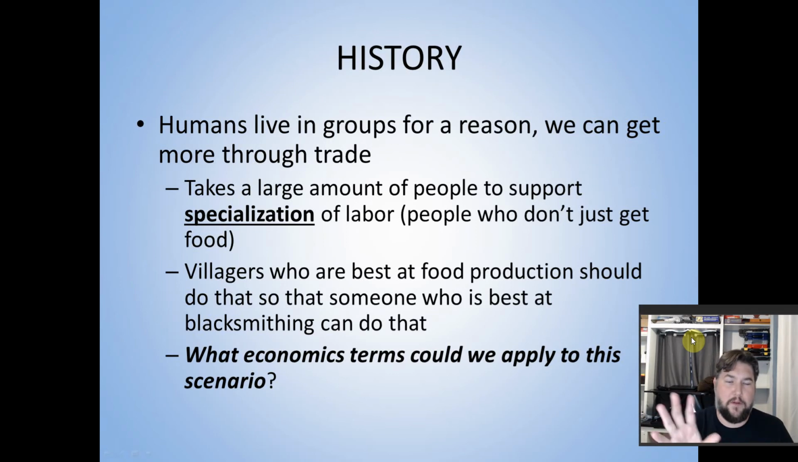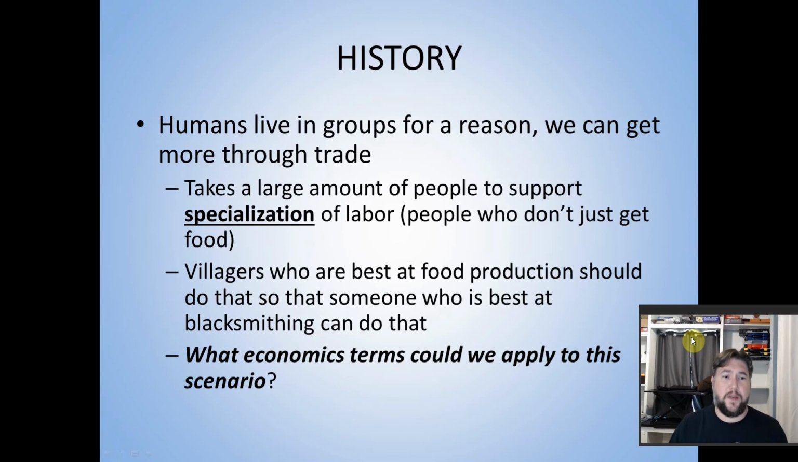So, kind of getting rambly here, but let's get back on topic. It takes a large amount of people to support specialization of labor, so people who don't just get food in the ancient world. Today, your parents probably specialize in something, most likely. Even if it's home care and taking care of children, that's specialization of labor and definitely necessary. If they're doctors or nurses or engineers or anything, they own a business, they have specialized into a certain skill and they're filling that so that other people don't have to and other people can do other things. And we're trading that all off.